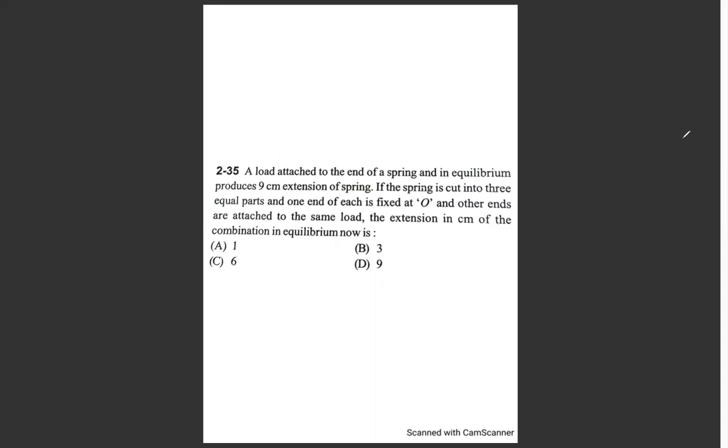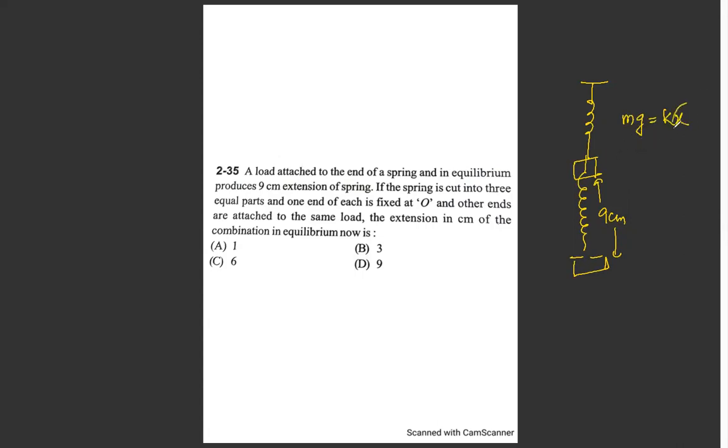A load is attached to the end of a spring, and under equilibrium it produces 9 centimeter extension in the spring. So this is our spring and a load is attached. I'm showing the extension by the dotted line, and this one is going to be 9 cm. So we can write the first equation: mg equal to kx, right?